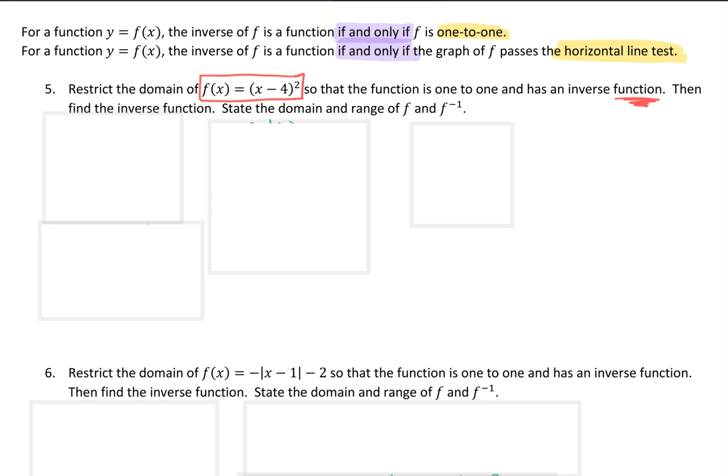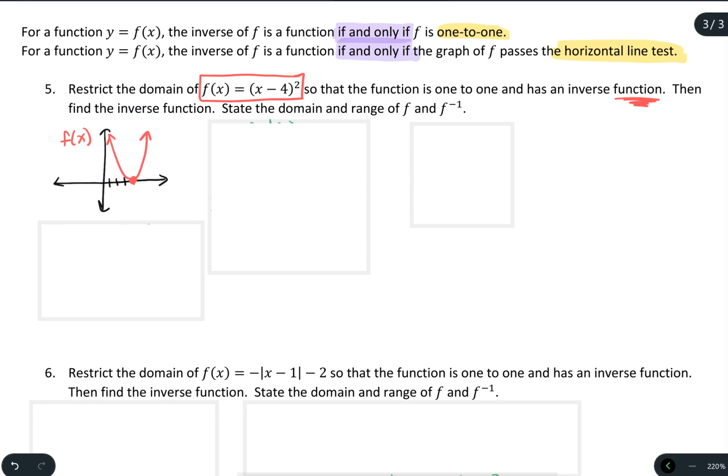So first of all, let's think about what we know about f of x. We know that it's a parabola shifted 4 units to the right. I recommend drawing the graph on your paper. It looks like this. I can clearly see that this is not 1 to 1. If I do the horizontal line test, it crosses twice. And so I need to restrict the domain so that I keep as much of the parabola as I can without it failing the horizontal line test.